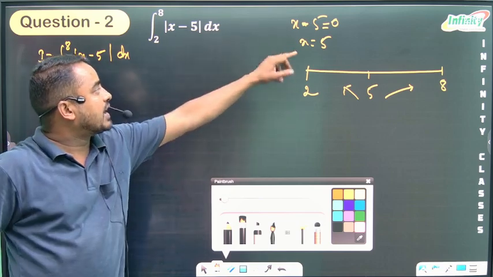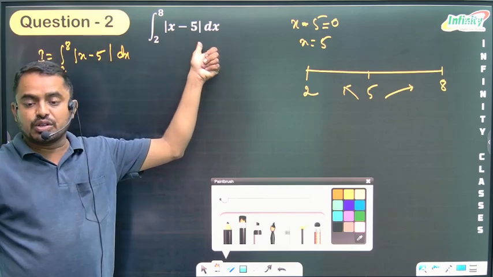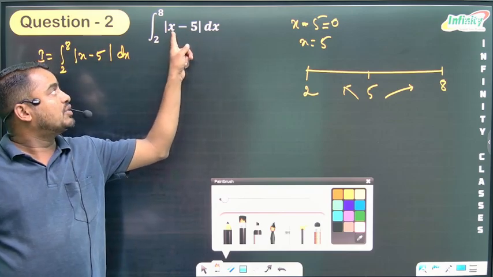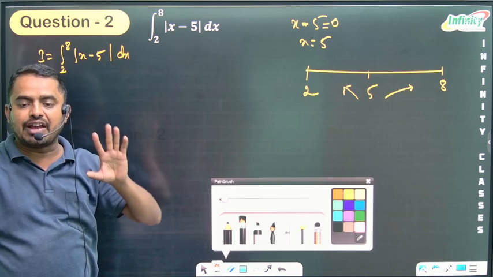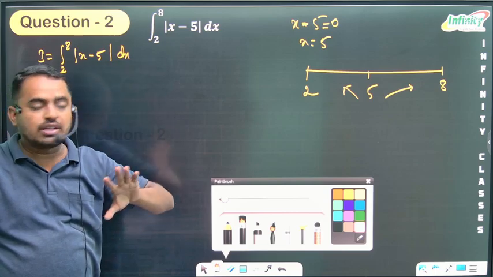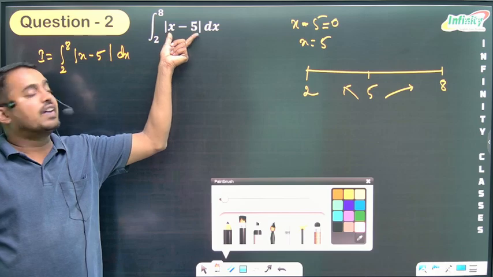So x minus 5 is the critical point of this modulus function. If we put x is equal to 5, this function will become 0. Critical point or critical value means the value or the point for which the function will become 0.